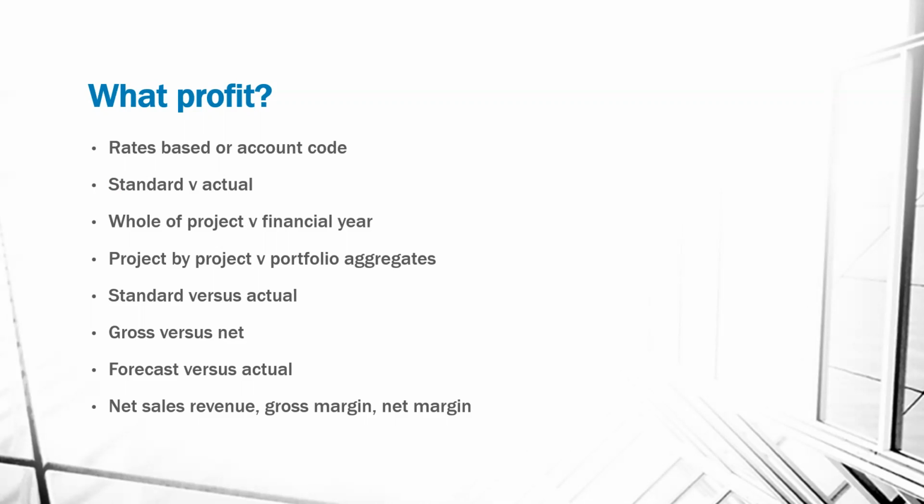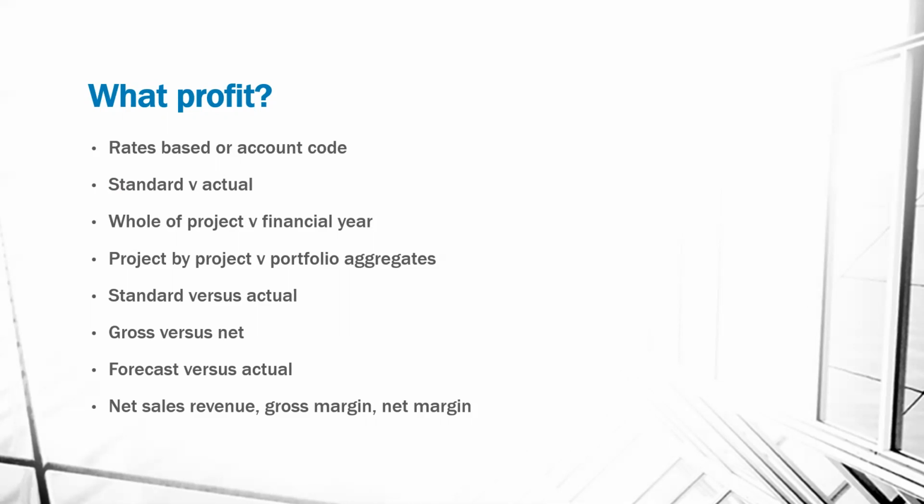What's the difference? And then forecast versus actual, analyzing the differences between those two. And then what are the methods within UniPhi to look at net sales revenue, gross margin, and net margin as well. They're all different measures of profitability. Which ones are you using? What methodology are you going about calculating those, and how can UniPhi support that? So that's the first element.